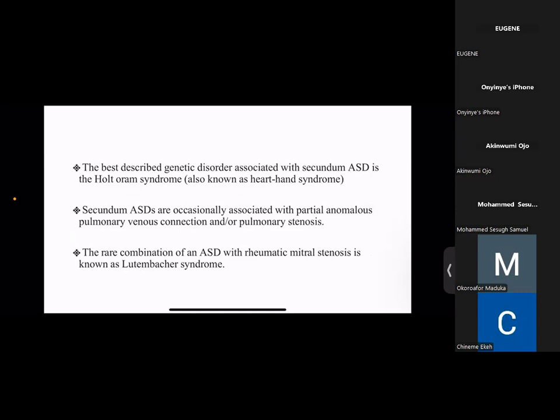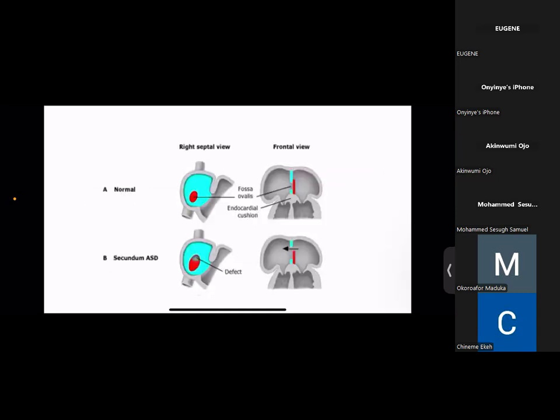It's also important to know that a combination of an ostium secundum ASD and rheumatic mitral stenosis is known as Lutembacher syndrome. This is a pictorial representation showing an ostium secundum ASD, where the arrow is showing the space between the septum secundum that is coming down and the septum primum that is identified in red.